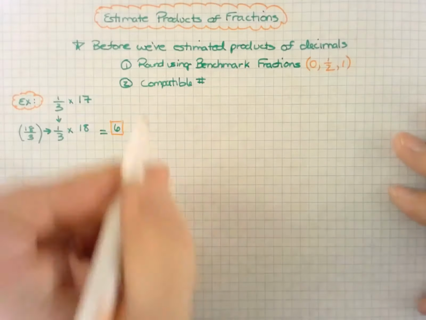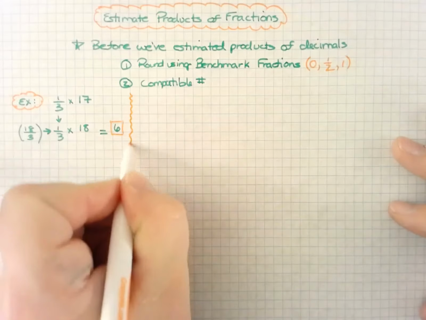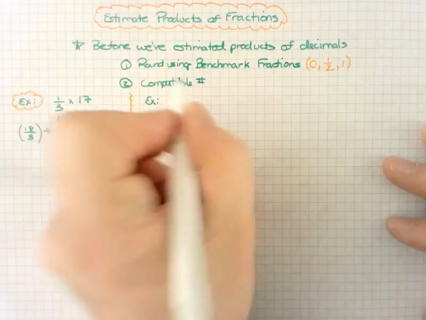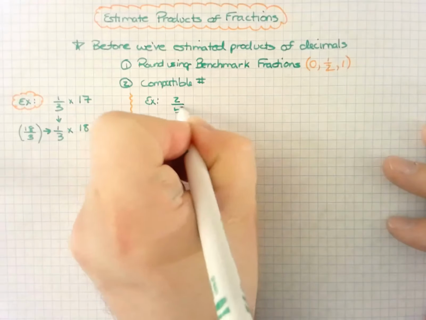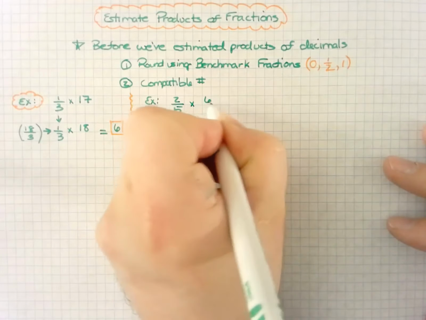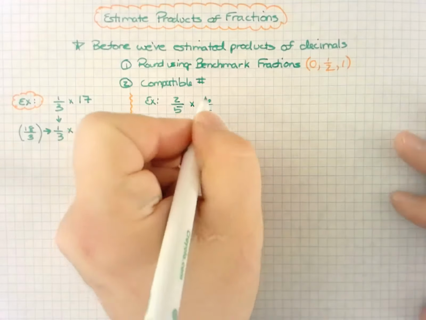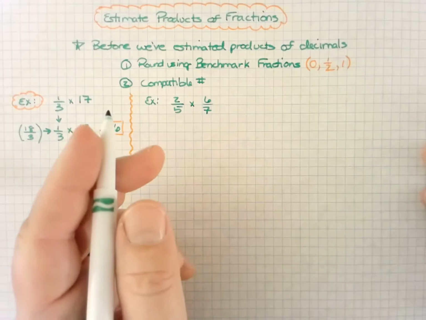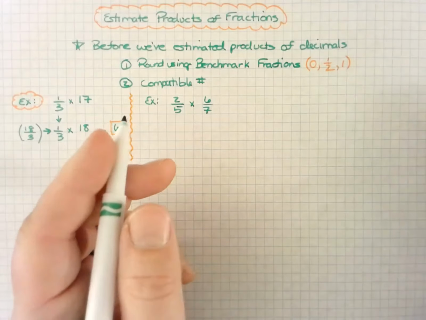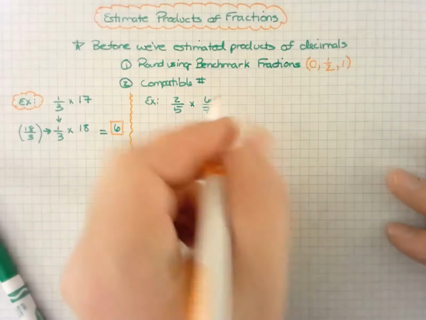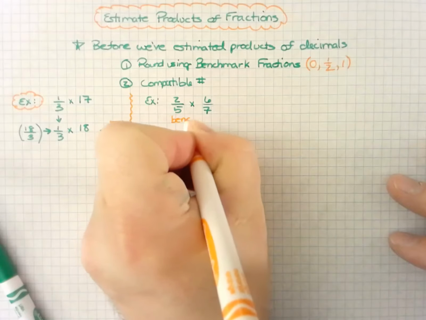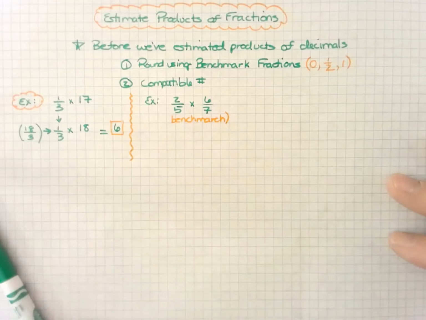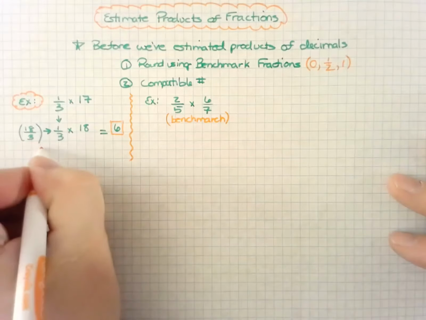Okay, let's look at another example. Say I had 2/5 times 6/7. Well, this does not seem like a likely candidate for compatible numbers. I have numbers in the top, numbers in the bottom, and so therefore I want to go ahead and use my benchmark. And so over here we had used compatible numbers.